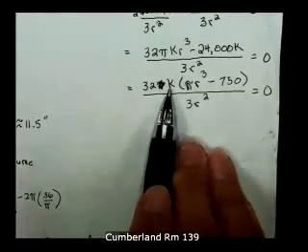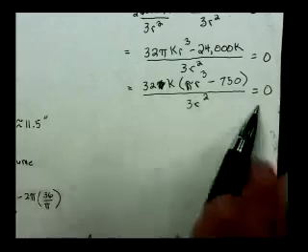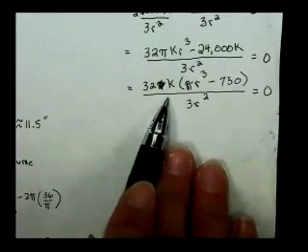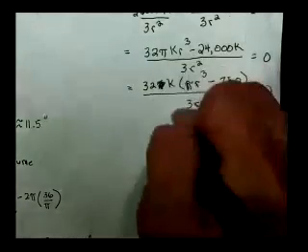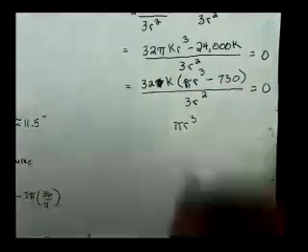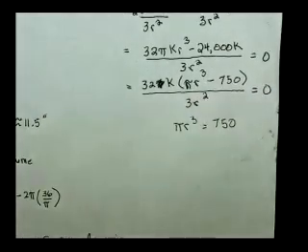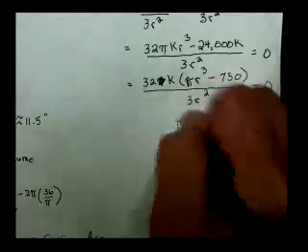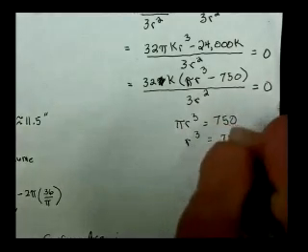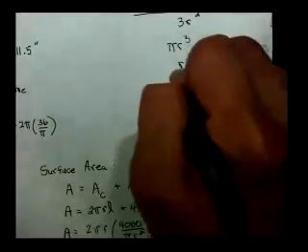I am pretty sure the cost of this material is not 0. I mean, I could set 32k equals 0, but I'm pretty sure that the cost of material being 0 is not an option. So really, it's the pi r cubed minus 750 that I set equal to 0. Add 750 to both sides. And then divide both sides by pi. And then take the cube root of both sides.